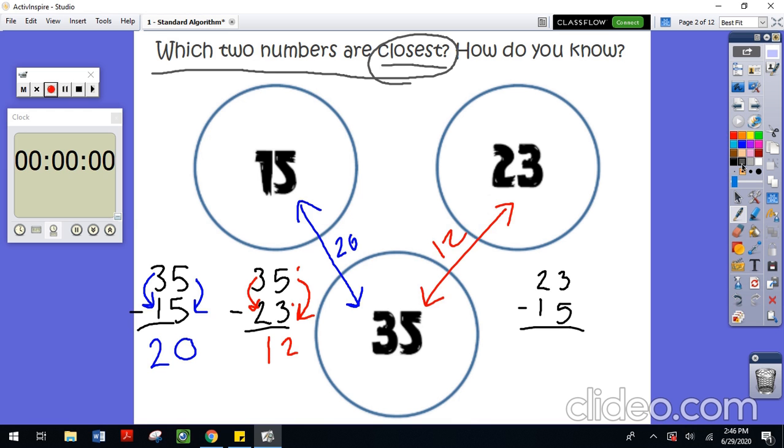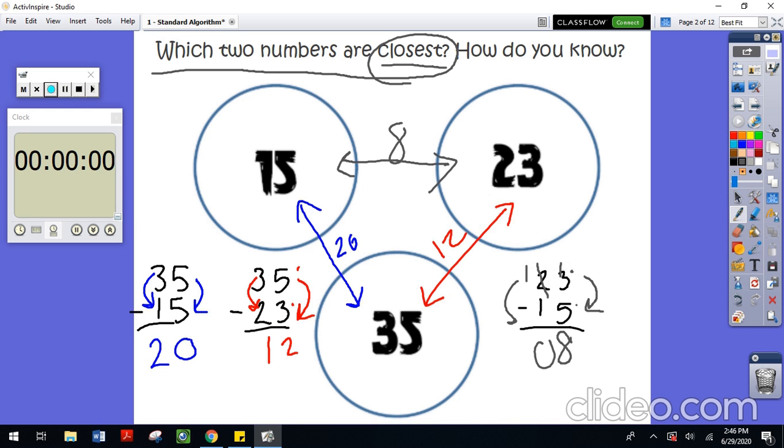Finally, I look at my last set of numbers, 23 and 15. I start by doing 3 minus 5. This is not possible, so I borrow from the 2, which becomes a 1. The 3 becomes 13. 13 minus 5 makes 8. 1 minus 1 makes 0. So the difference between 23 and 15 is 8.